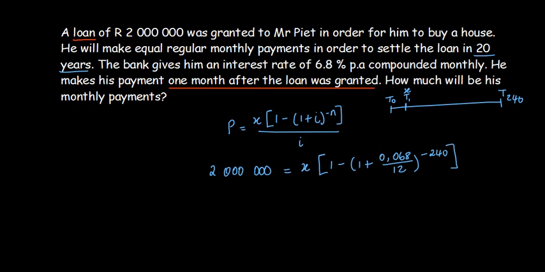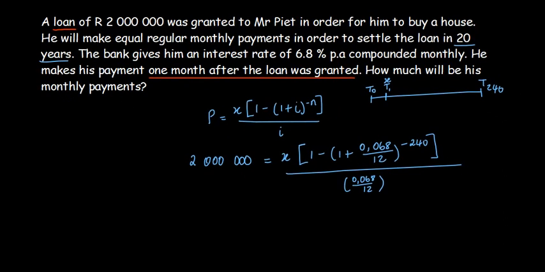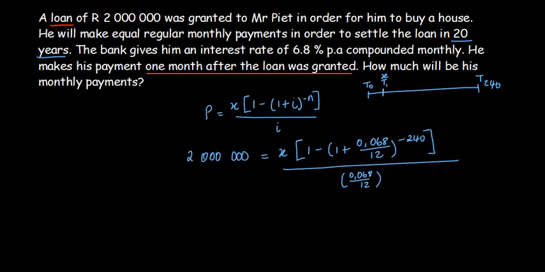So in simple words, you just take the number of years, multiply by 12, and then you will get the number of payments. And then you're going to divide here by 0.068 over 12. Then I think from here, good people, you would be able to solve that one, because now it is solving for X.